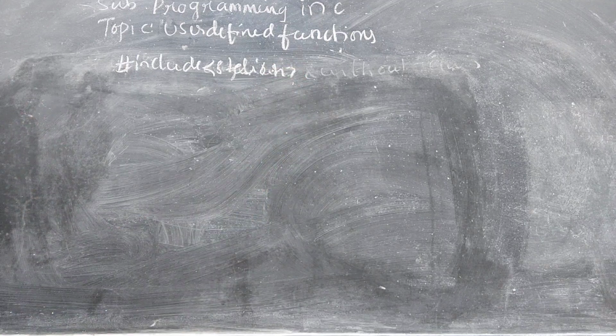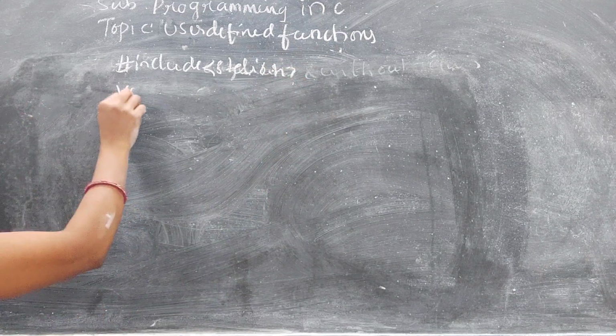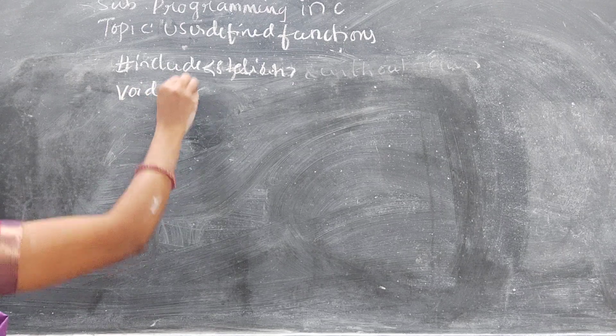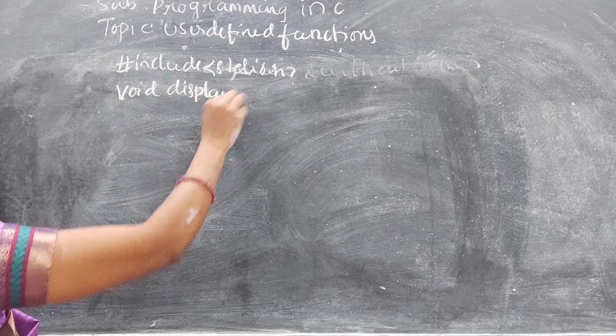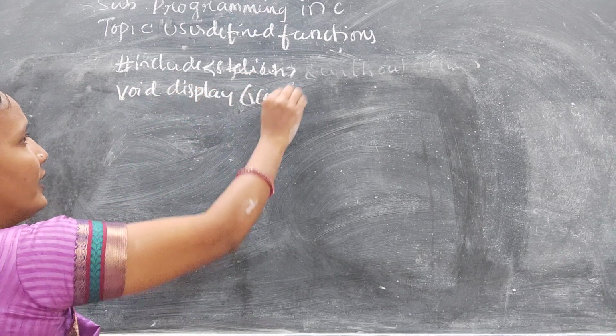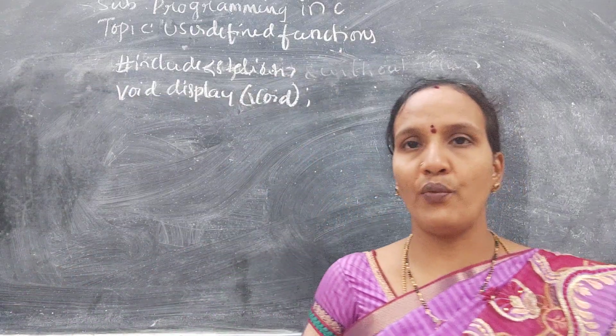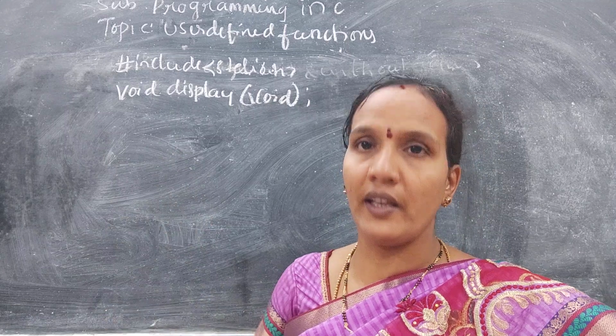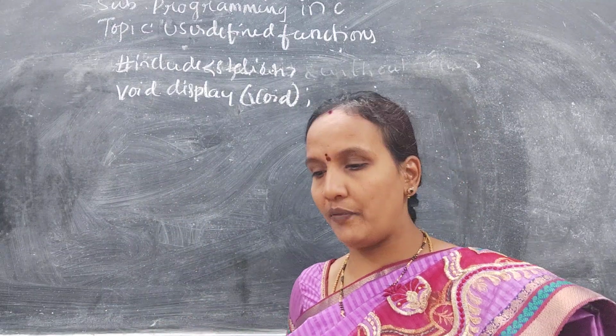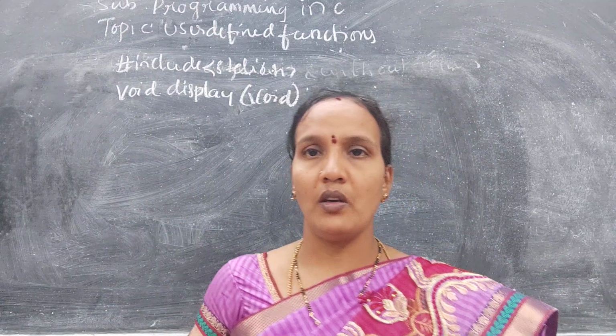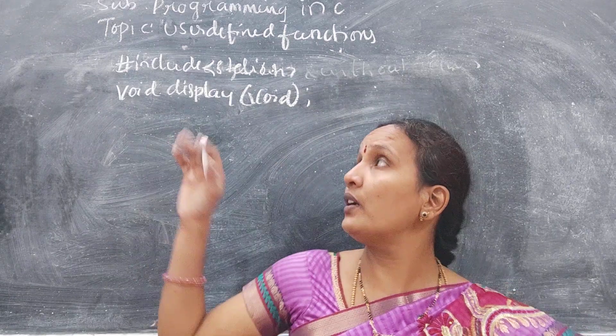Next I am giving a function called display. What is the name of the function? Display, and the return type is also void and the argument is also void. Void means it does not return any value. If a function is returning an integer value, here we give int.